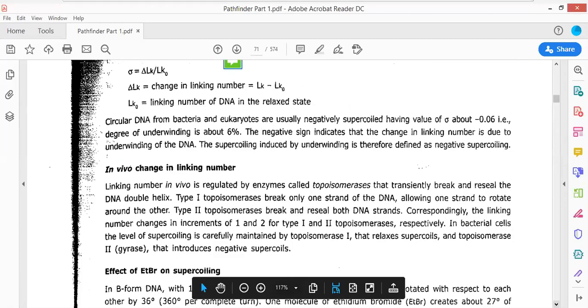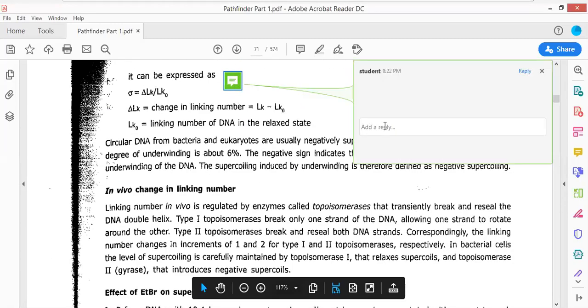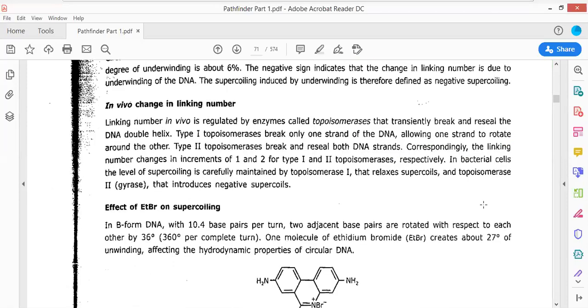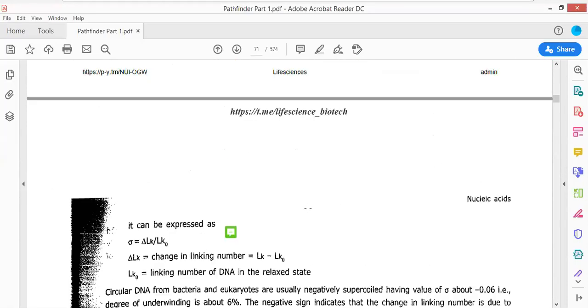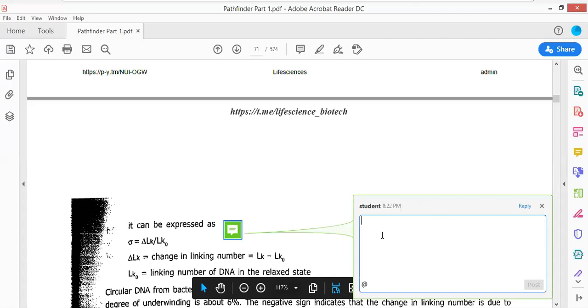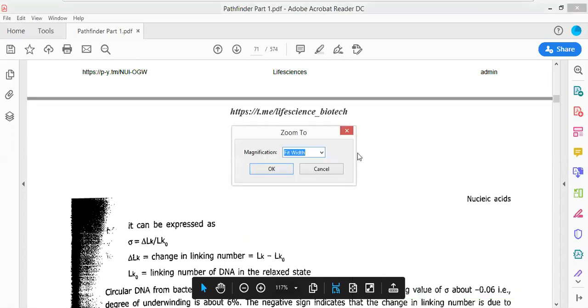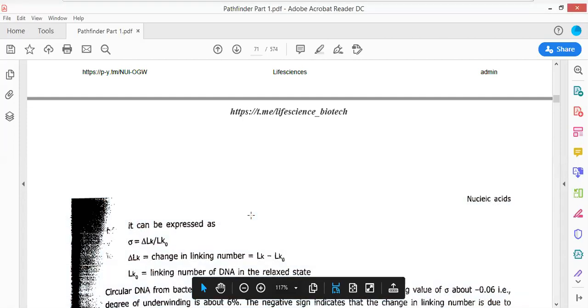Now see, if this is the DNA which is present, it has, sorry, where is the question? Okay, I just forgot to save it. No problem. So if the DNA has a linking number of here 20, should I write? No, I can't bring it back.